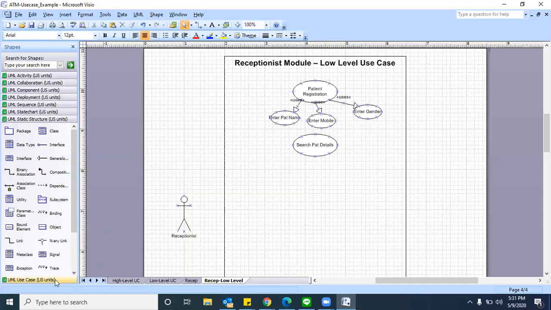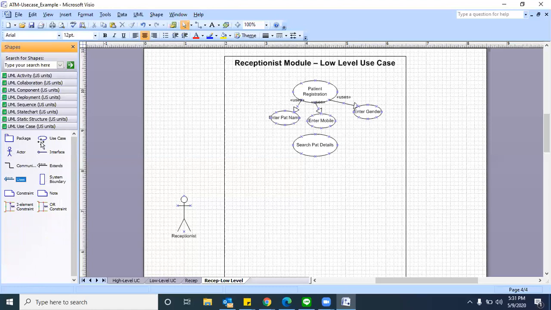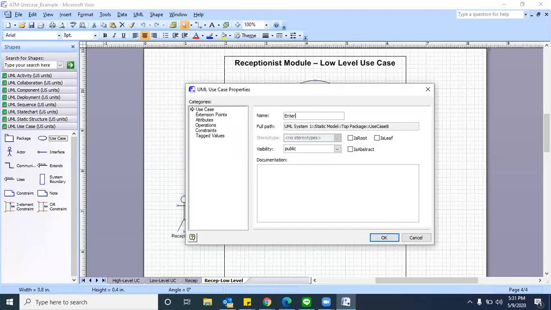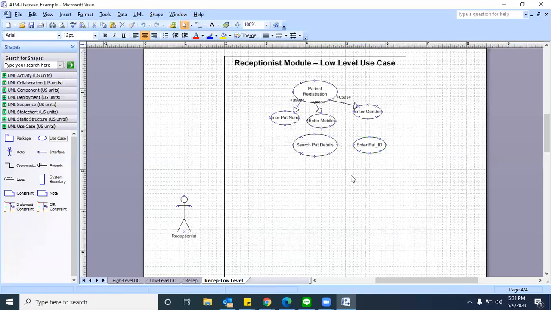For search patient details, what is the supporting use case here? Patient ID, right or wrong? Yeah. So, entering patient ID. Enter patient ID, right? So what is the relationship? It should be from this arrow to this arrow, right? First of all, what is the relationship: includes, extends, or generalization? Includes. It's mandatory to search using patient ID, right? Yeah. Correct. There is no other option than this. Arrow.